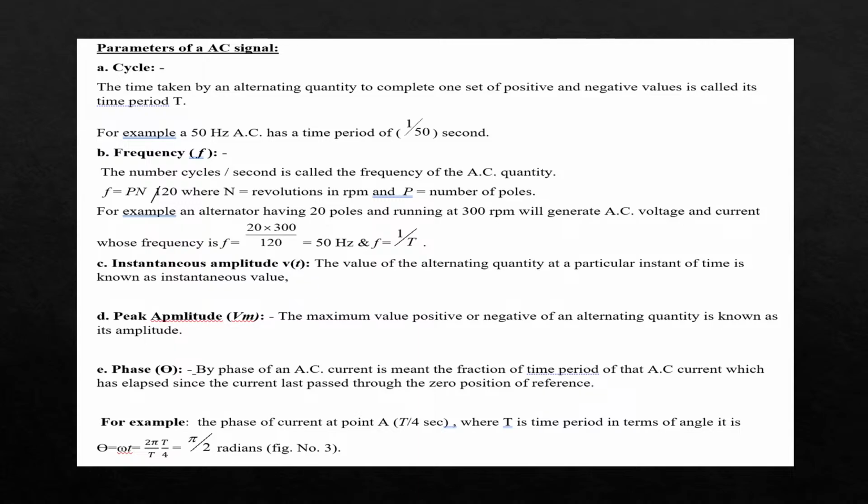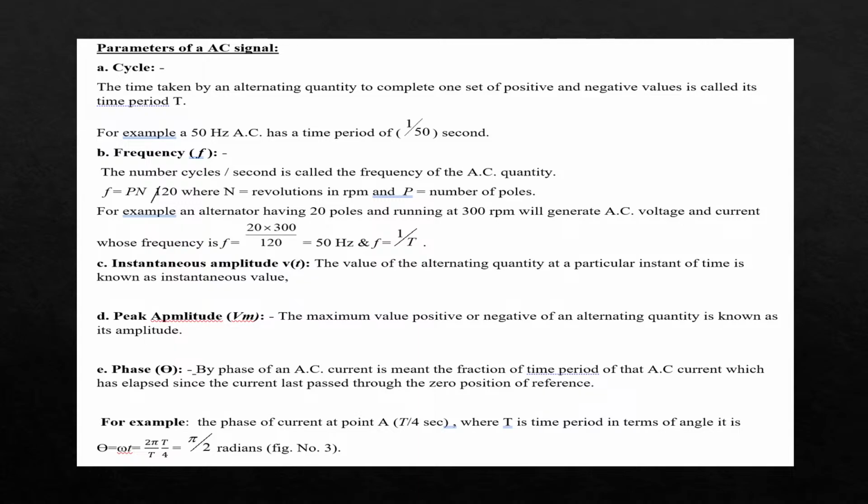F equal to P into N upon 120, where F is the frequency. So frequency is equal to P, the number of poles, into N, the number of revolutions per minute, upon 120. So here if the poles are 20 and RPM is 300, it will generate a frequency of 50 hertz, and the time will become 1 by 50 second. And according to this, you can find out if we know Im maximum and Em maximum.